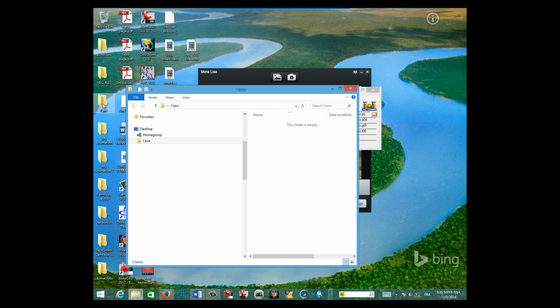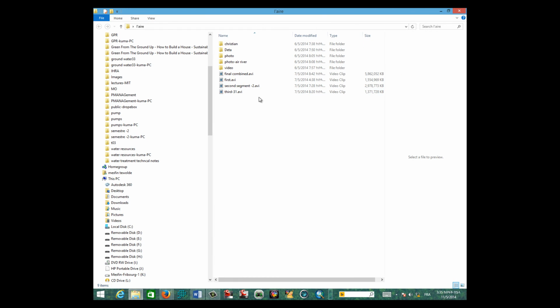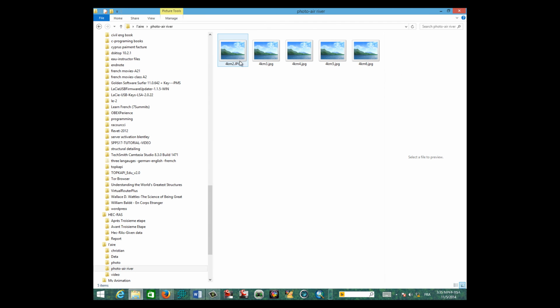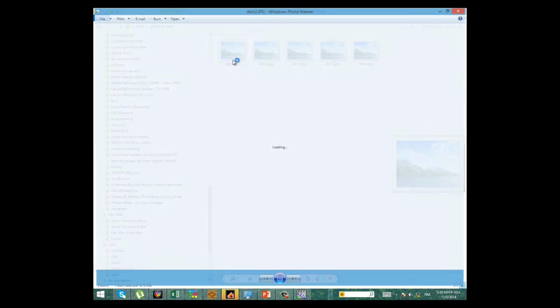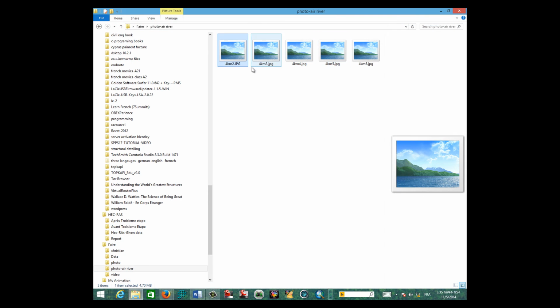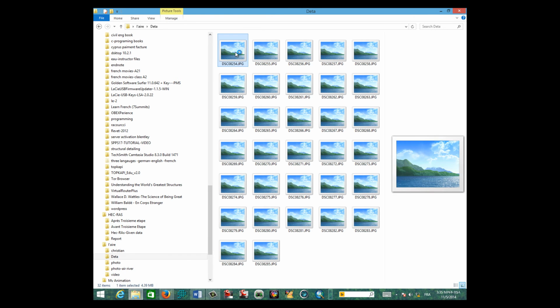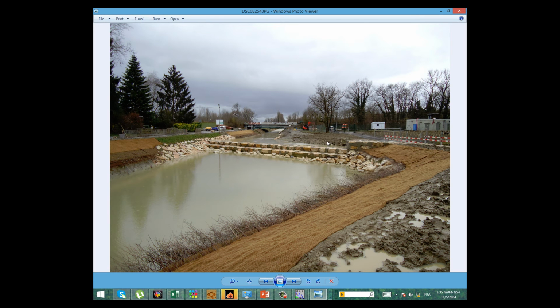Okay, let me put here, for example, these are the pictures. Okay, this is just a picture which I have taken after a rainy day. You see, you can see some damage. You can see here the structure. Okay, they have done a structure.